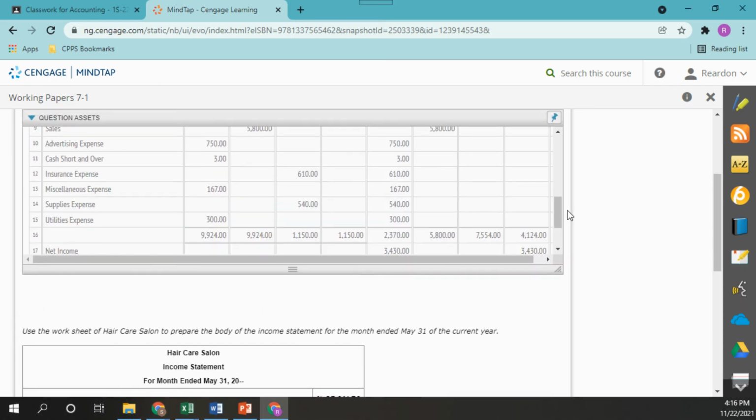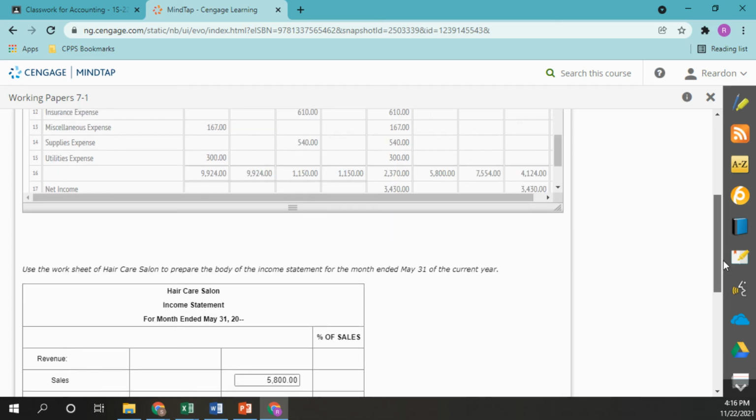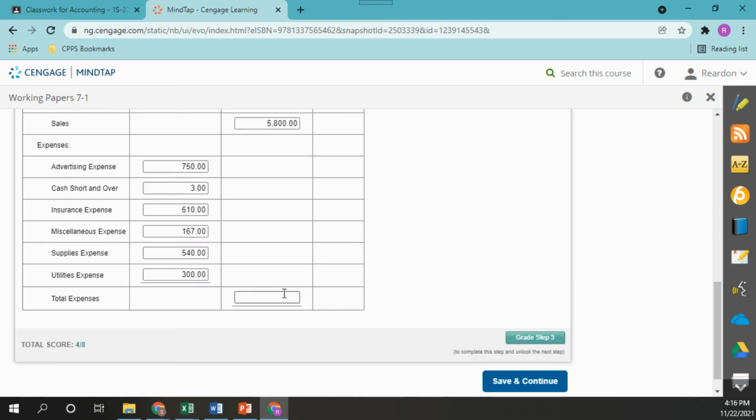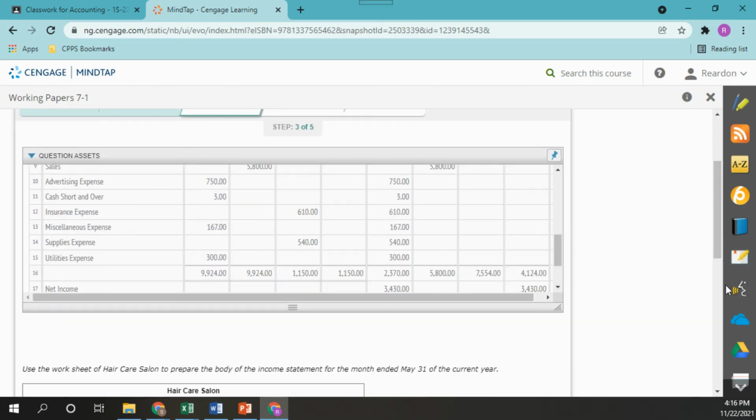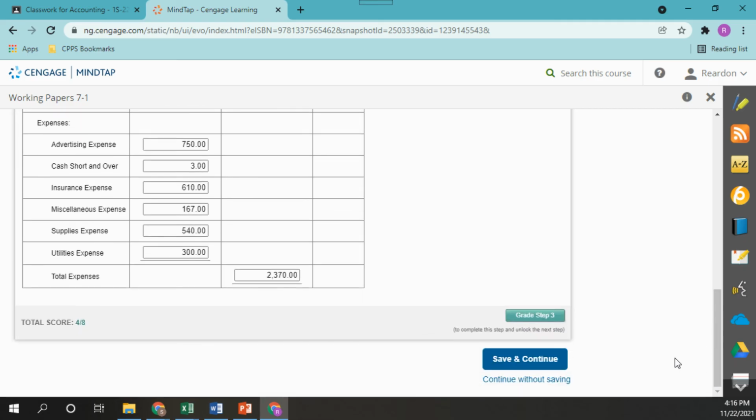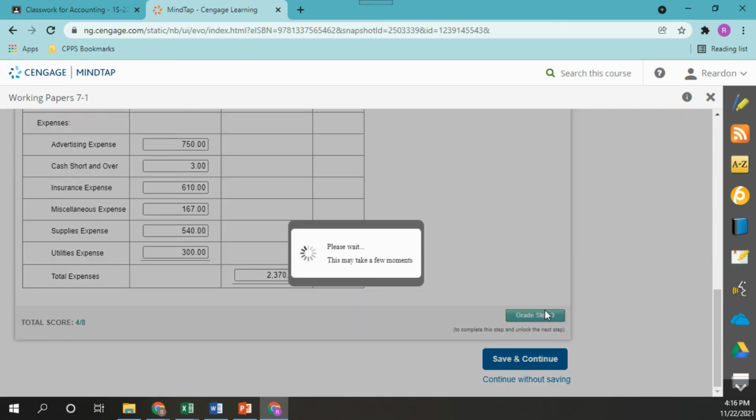Does that match my total for my worksheet? That may seem really redundant to you, but again, it's just a cross check. You always want to be redundant and cross check with your accounting information. 2370 was my total expenses. Total revenues 5,800. Cross check that. That looks good. Grade step 3.